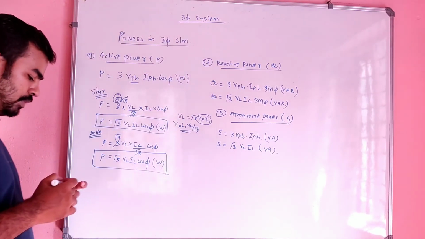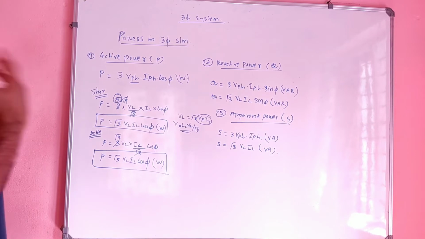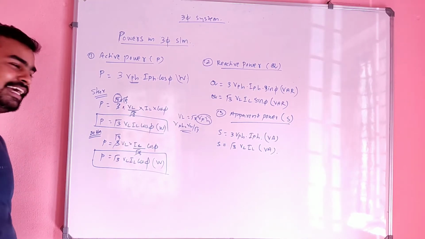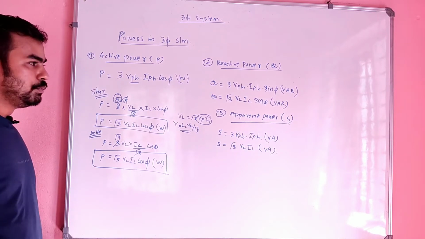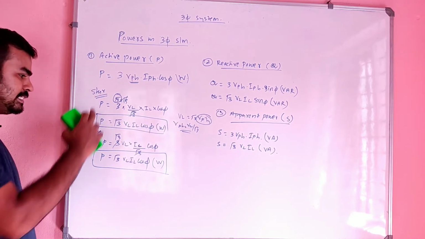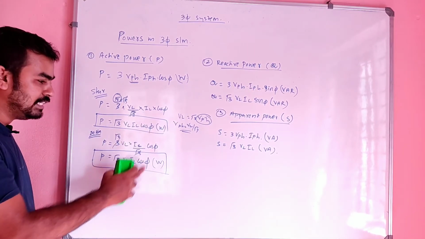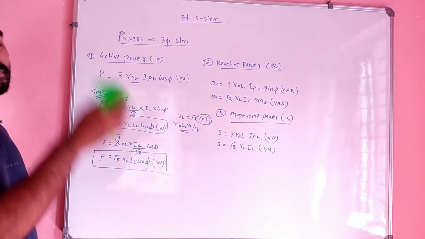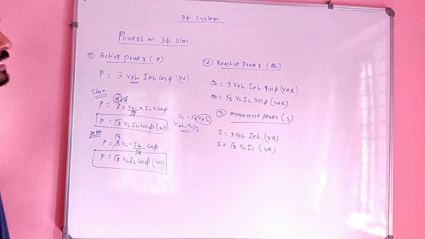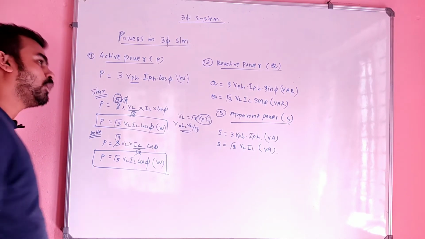So this is the equation for active, apparent and reactive powers in a three phase system. Is it clear? Is there any doubt? You have to note one thing here, that either in star or in delta, the power will be the same. There is no change in power, either in active power, reactive power or apparent power. Either in star or delta, it will be the same. Clear? Is there any doubt?